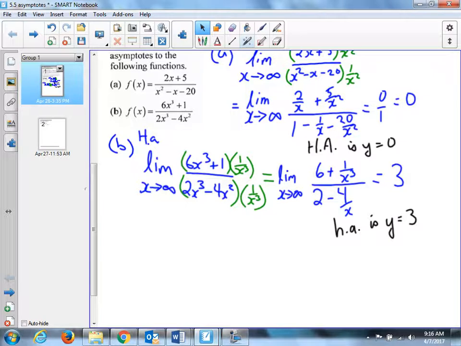Remember this? So this is the limit as x approaches a large number. Infinity is the idea. So 1 over a billion is 0. 4 over a billion, also 0. You get the idea there?